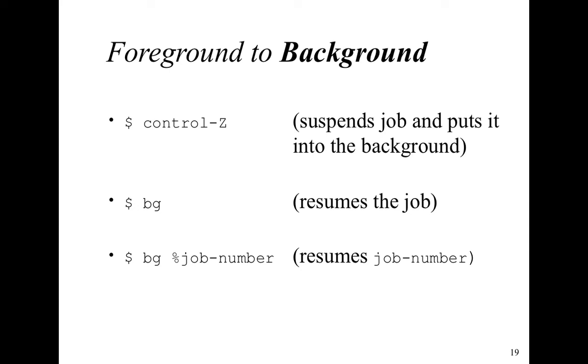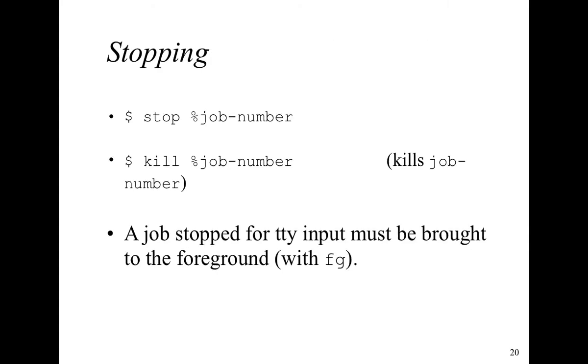BG resumes the job in the background. BG, the job number, resumes that job number in the background. So you can suspend a job, and then you can resume a job. If I were going back to that window where I hit Control Z, I type in BG, and it brings it back. Stop, put the job number in there. Or better yet, kill, put the job number in. Kill kills the job number.